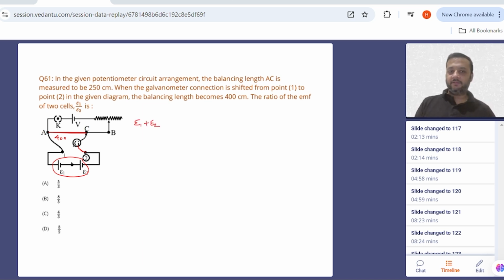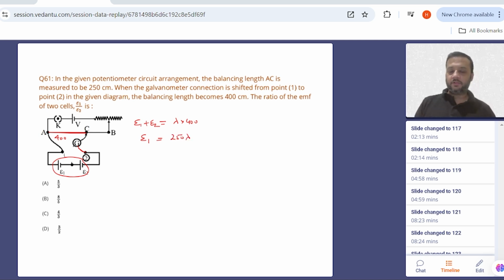So we can say that E1 plus E2, which is the total balancing cell, will be equal to lambda into 400 centimeters. Hence, now we can solve our question, because E1 plus E2 is 400 into lambda and E1 is 250 into lambda. So I'll rewrite that E1 value here, 250 lambda.